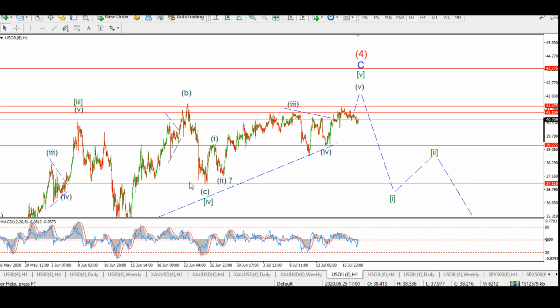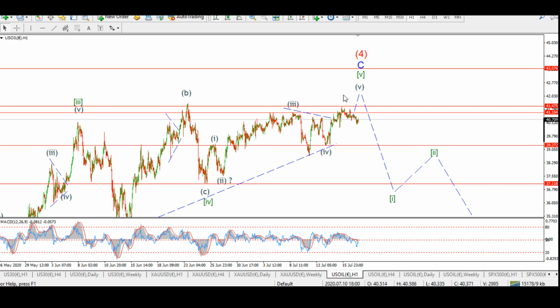You could actually still count, even though it's quite a tight, it's a very close call. You could actually still count this as a wave 1 and 2 off the high. And maybe if we get an acceleration lower to start taking out some of these previous lows, the most significant being down at 37, maybe then we start to build into wave 5.